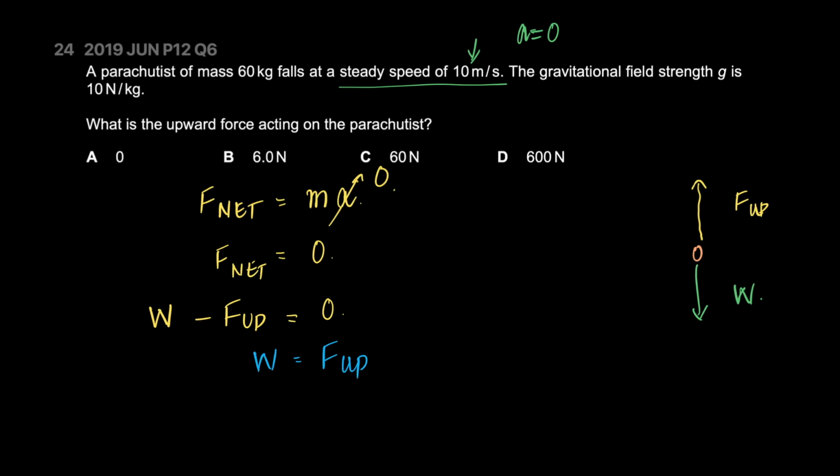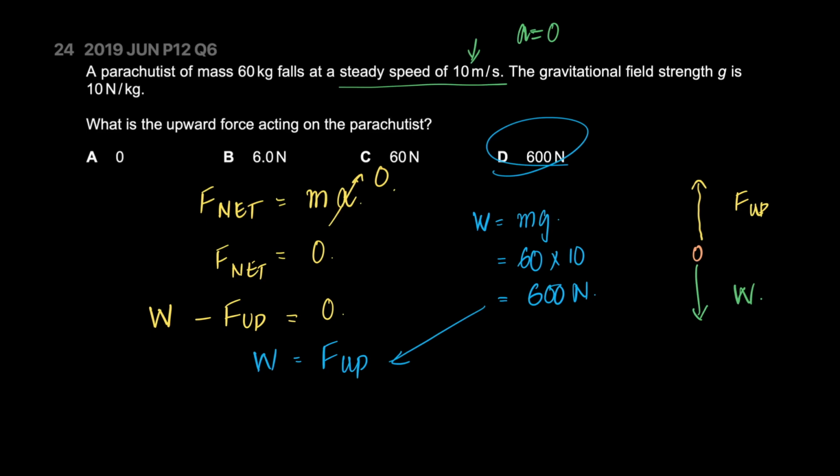So what's the weight? Well, weight is just mass times g. His weight is, what is it? Mass is 60 times 10. His weight is 600 newtons, right? And that has to also be this force. The correct answer is D.